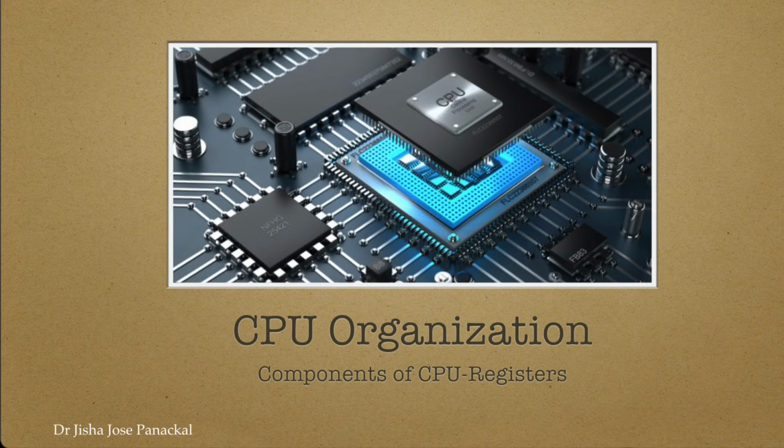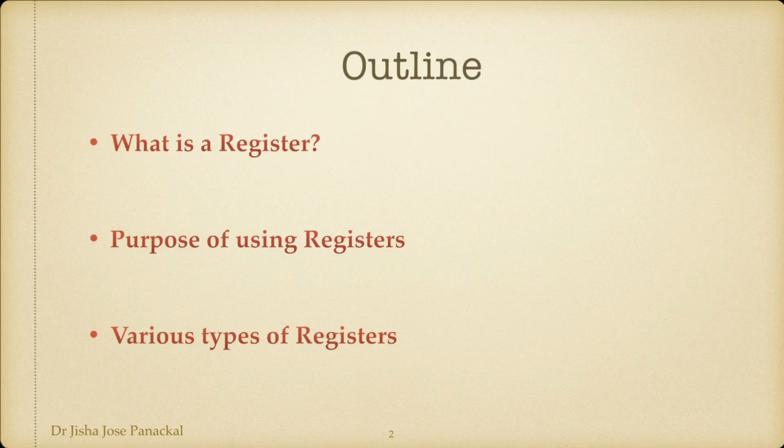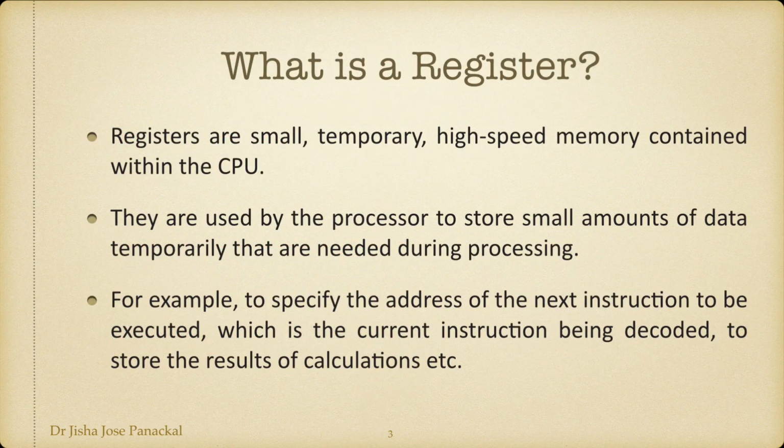Good morning all. In the last class we have discussed CPU organization. Now we will discuss in detail the components of the CPU. We know there are three components inside the CPU: registers, ALU and CU. In this presentation we will discuss in detail registers, the purpose of using registers, and some commonly used registers in a computer system.